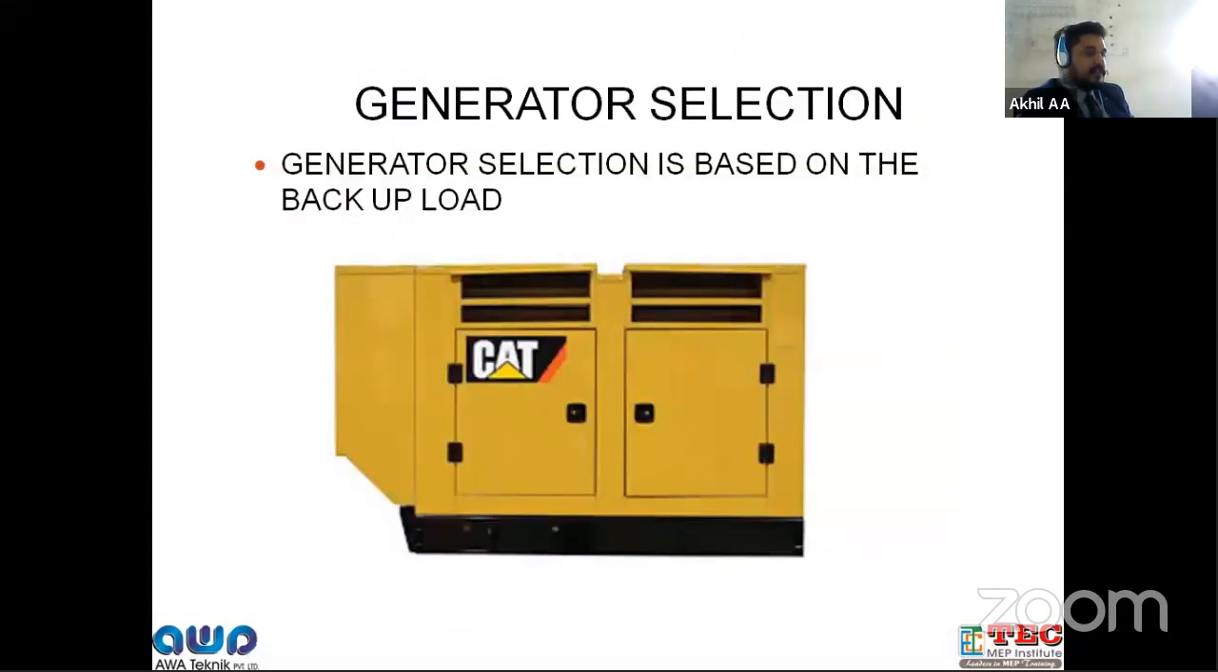Then the generator selection. Next one is the generator selection. Like you are taking the transformer size for the maximum demand, right? If the client is demanding a full backup load, there is no need to calculate the generator again, because the same calculation you have done for the transformer can be used for the generator.